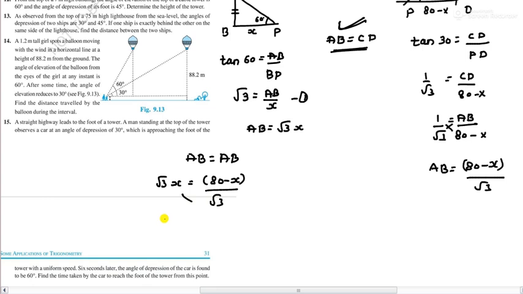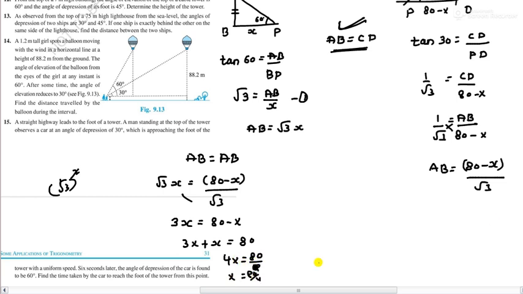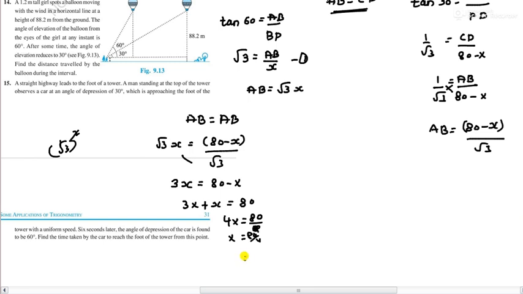So I'll do the cross multiplication. Root 3 into root 3, again root 3 square. So this is 3x. And in RHS we have 80 minus x. So if I bring this x to LHS, it becomes 3x plus x, which is 80. So 4x is 80. So x is 80 by 4, and that is equal to 20. So x is 20 meters.